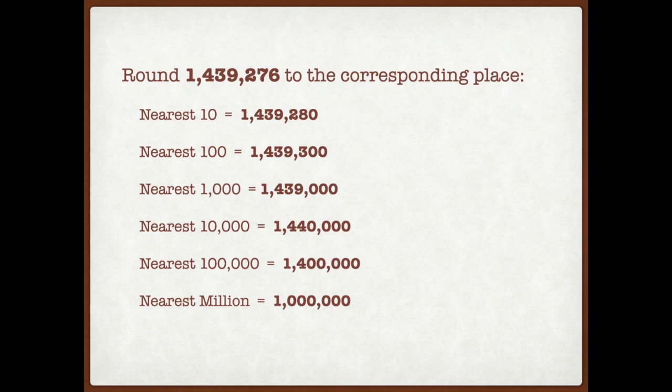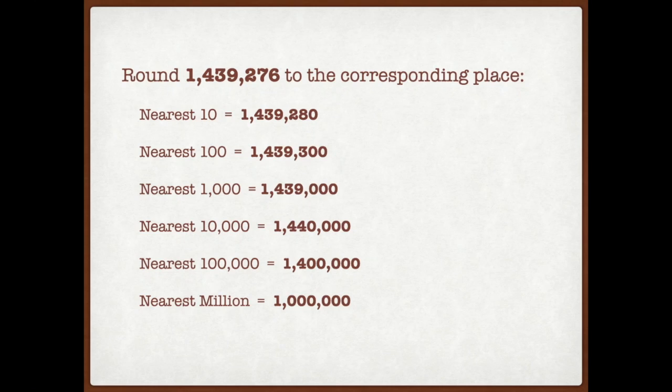Now let's do the nearest 100. So I'm going to underline the 2, circle the 7. 7 is 5 or greater. So that 2, I'm going to add 1. So that becomes a 3. And I'm rounding up to that 3. So that's 1,439,300. So because I rounded up the hundreds place, all the rest becomes zeros.